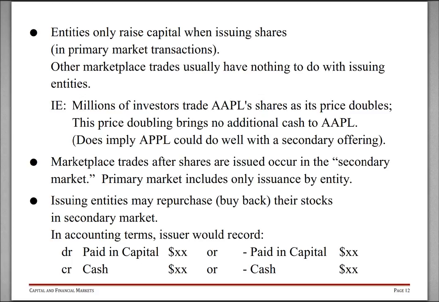So for those of you who've had accounting, in accounting terms, that transaction would look something like this. The firm would debit paid in capital, that reduces their paid in capital, or minus paid in capital. On the other side, they would have to be paying out cash to a broker in the secondary market to buy their own shares back. So credit cash, or minus cash here.